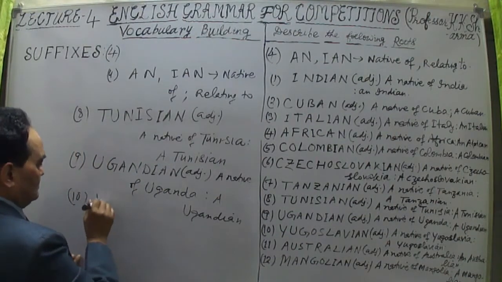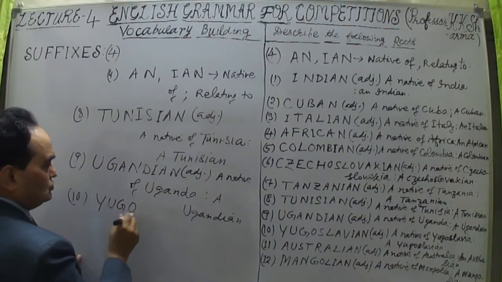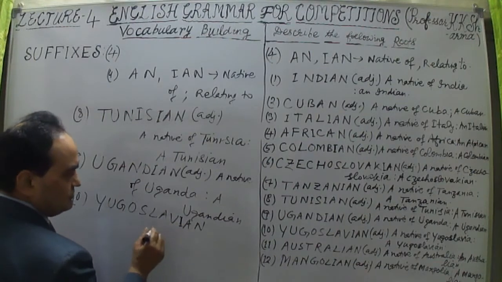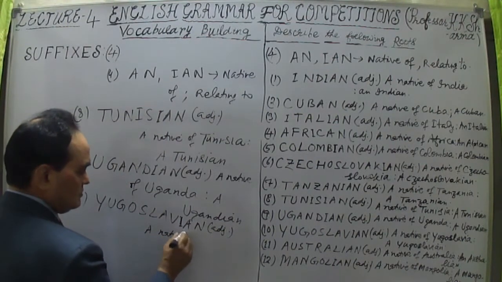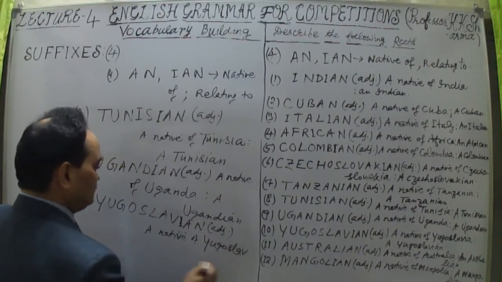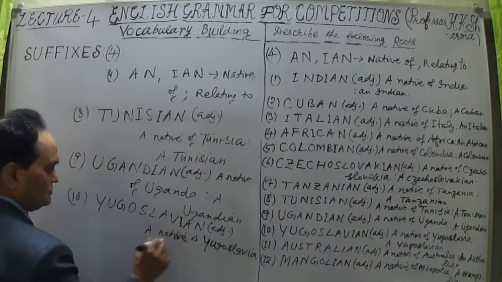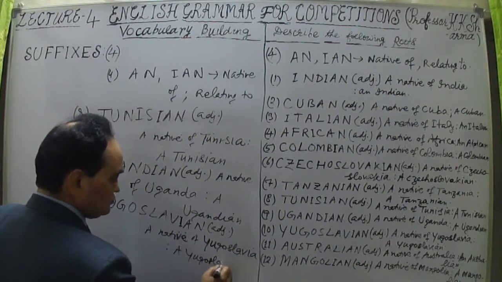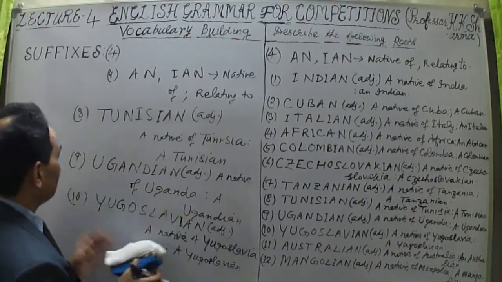10th is Yugoslavian. Let me write it in capitals. Y-U-G-O-S-L-A-V-I-A-N, Yugoslavian. This is Yugoslavian, adjective here. A native of Yugoslavia, that means a native of Yugoslavia. That's right. So this is a native of Yugoslavia. A Yugoslavian. In this way we pronounce the native of this country. A Yugoslavian. Right? Okay, so this is the 10th word we have taken.